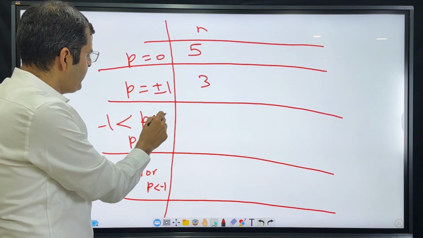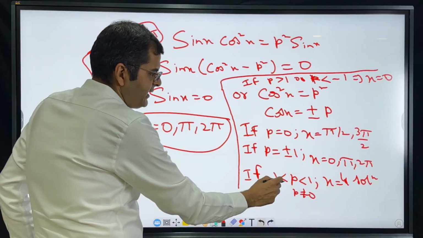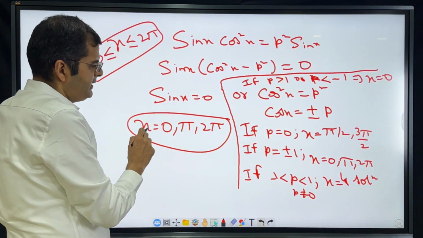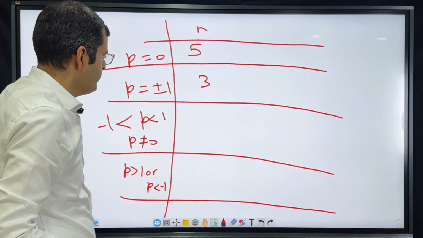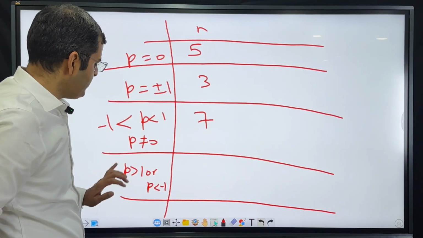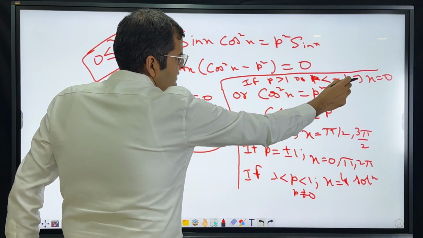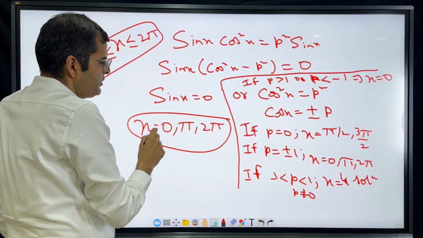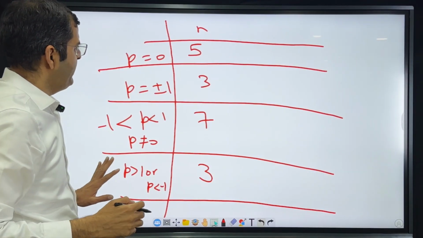If P lies between minus 1 and 1 such that P is not equal to 0, in this case I get 4 solutions from here, and 0, pi and 2 pi are the 3 other solutions. So 4 and 3, total 7 solutions I get. If P is greater than 1 or P is less than minus 1, here I don't get any solution. This is the table I have.